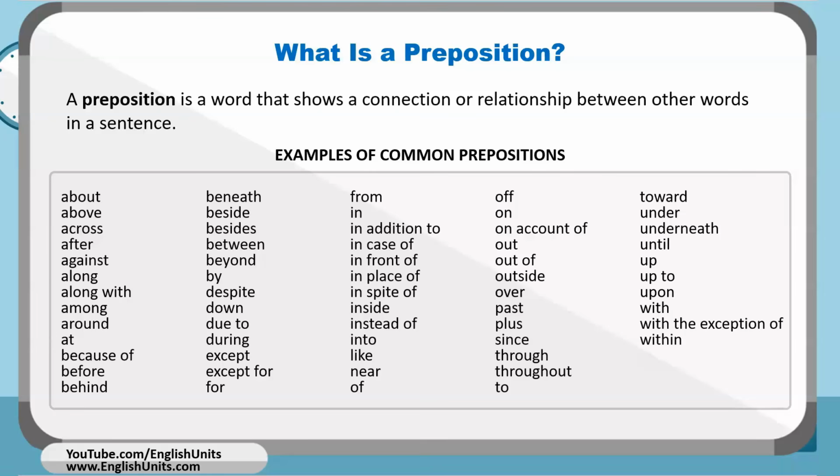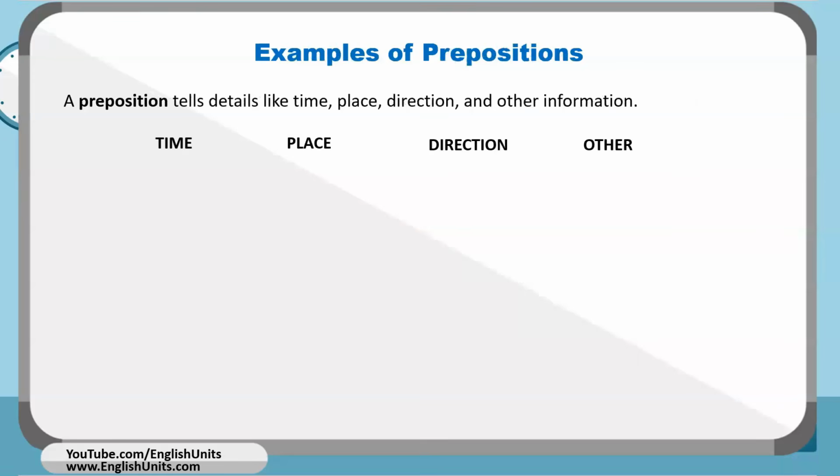Here are several examples of common prepositions in English. There are other prepositions, but these are the ones that you'll see most often. Also note that some prepositions have more than one word, such as along with, because of, in addition to, and so on. Let's look more closely at examples of prepositions and what they tell us in a sentence.